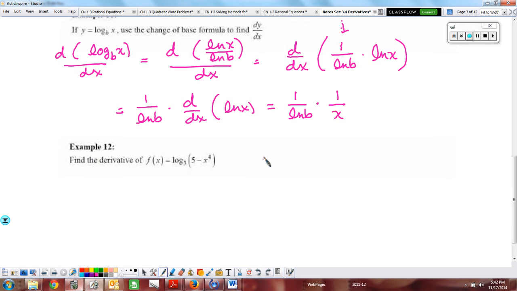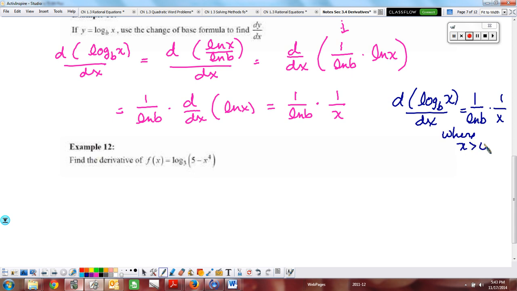Okay, so our final kind of rule that you're going to memorize is the derivative of log base b of x with respect to x is 1 over natural log of b times 1 over x. And then just like before, this is also only true where x is greater than 0 because of the domain restriction, that if x is less than 0, then it's non-existent because this function's not differentiable for x less than or equal to 0.